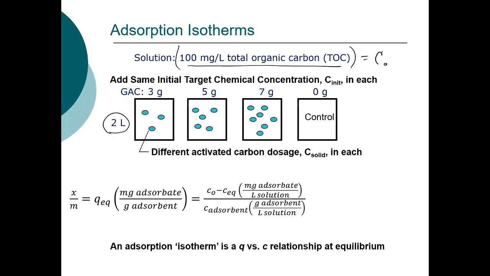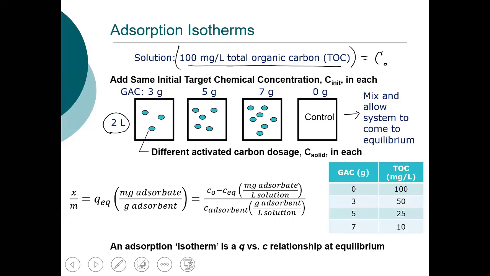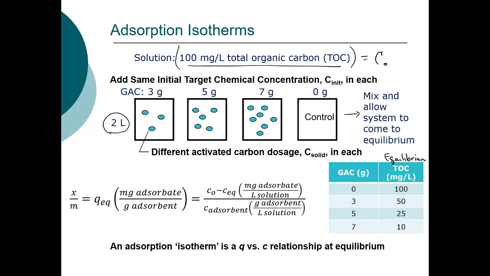In the first one, we'll add 3 grams of activated carbon, 5 grams in the second, 7 grams in the third, and 0, our control, in the fourth. So we're going to mix and we'll allow the system to come to equilibrium. Typically what we do is a kinetic experiment first to determine how long it takes to reach equilibrium. We then determine the concentration at equilibrium. So these are the equilibrium concentrations.